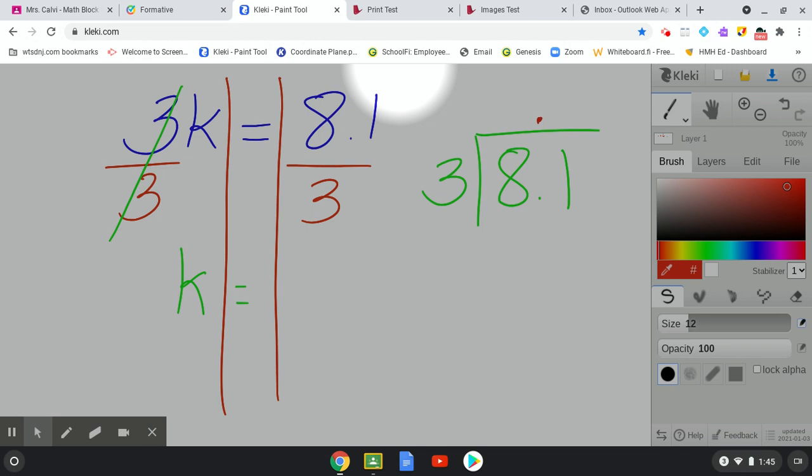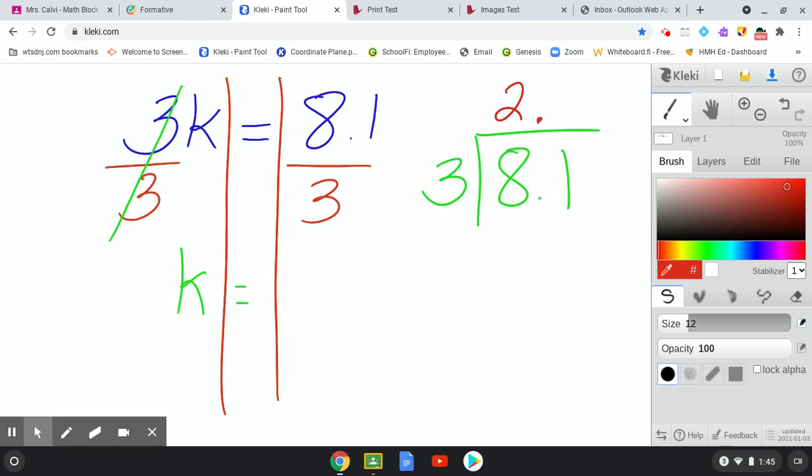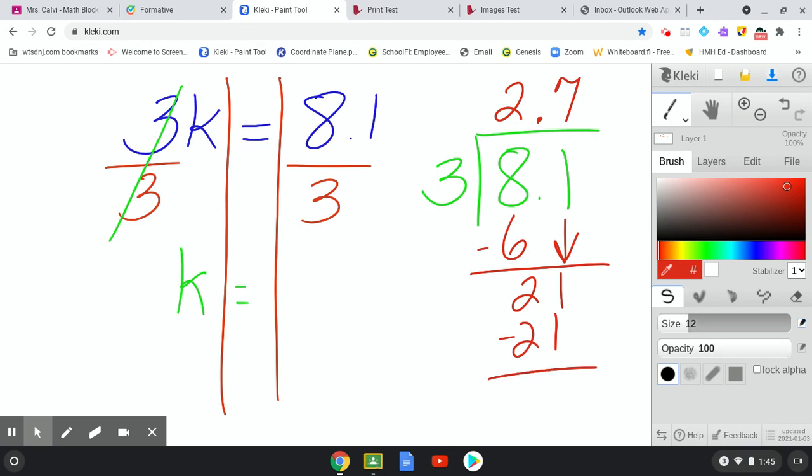Now I'm looking at this 3 going into 8. 3 goes into 8 2 times. 3 times 2 is 6. 8 minus 6 is 2. Bring down the 1. 3 goes into 21 7 times. 7 times 3 is 21. And I'm down to 0. So k is equal to 2.7.